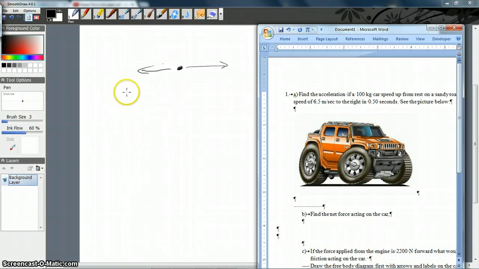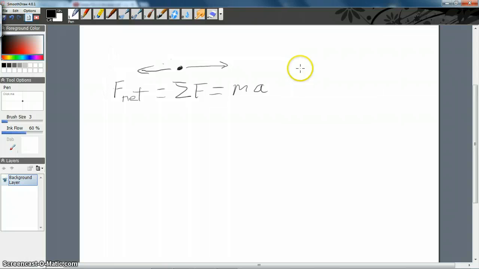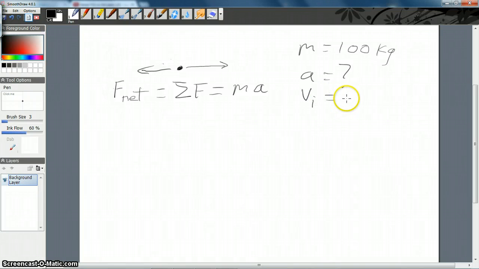So here's the problem. We're going to want to know eventually F net. We need to know that in order to get net force. This can either be all of the forces added together or the mass of the car times the acceleration of the car. But what did they give us? Well, they gave us the mass of the car. They picked a little bit easier number of 100 kilograms. They didn't give us the acceleration of the car. That is a problem. But we do have an initial velocity, and it says it starts from rest.